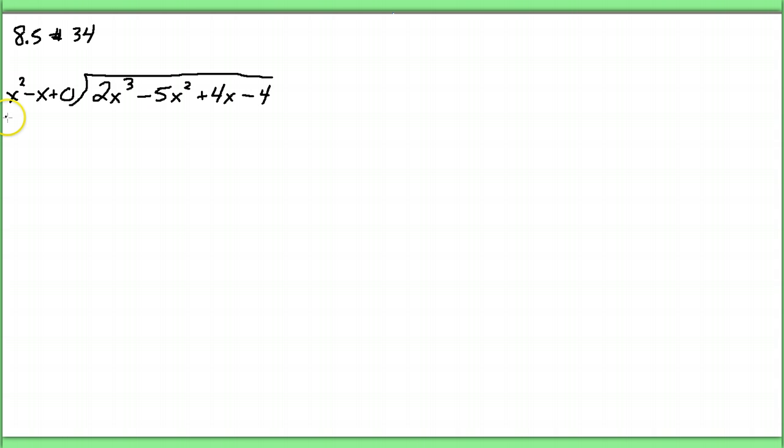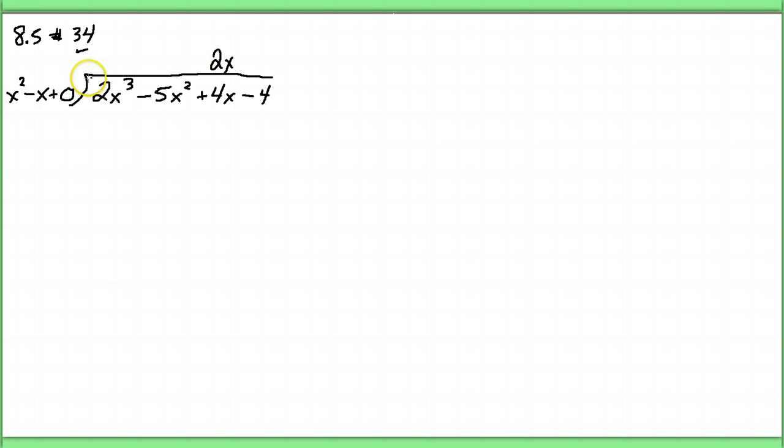For me it was. So here we go. X squared. So this is number 34 in section 8.5. How many times does x squared go into this? It goes into it 2x times. So I'm going to line that up with that one. Notice how I've been doing placeholders, on the last problem I did too, and so it just keeps things tidy.